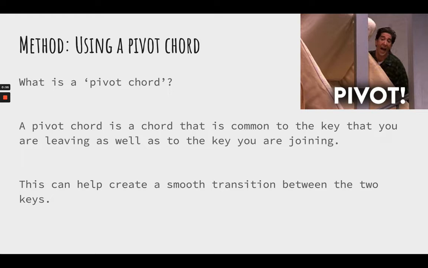So, one method of modulating is by using a pivot chord. So, what is a pivot chord? A pivot chord is a chord that is common to the key that you are leaving as well as to the key that you are joining. And this can create a smooth transition between the keys. I'll explain a little bit more about pivot chords later on in this video.